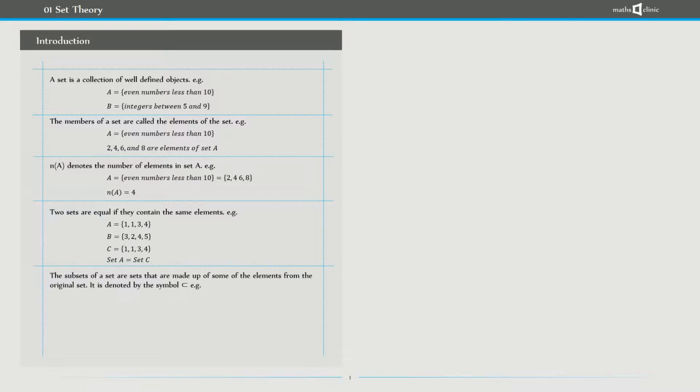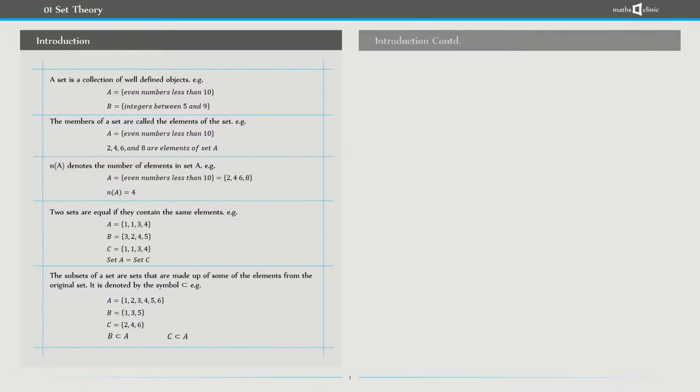Now the subsets of a set. The subsets of a set are sets that are made up of elements from the original set, and is denoted by this symbol that looks like a C. If you have a set A as 1, 2, 3, 4, 5, 6, and you have a set B as 1, 3, 5, and another set C as 2, 4, 6, something you'd notice is that set B and set C are actually components of set A. The elements of set B and set C are extracted from set A, and that would tell you that sets B and C are subsets of set A. Let's move on.